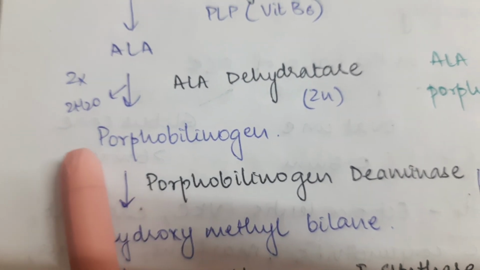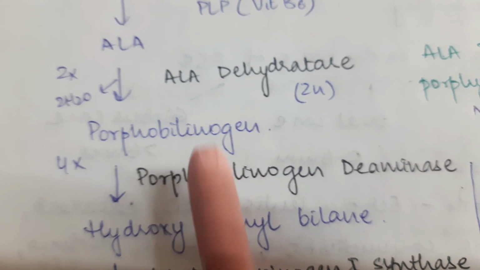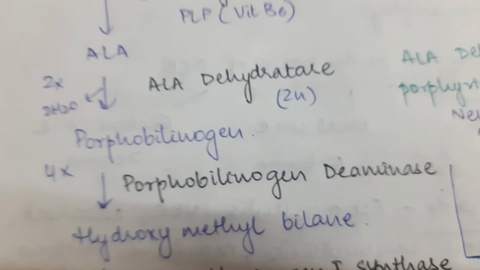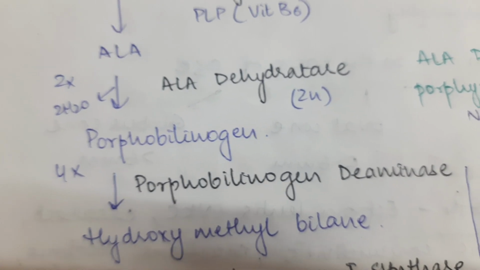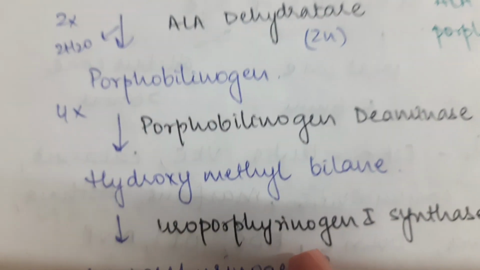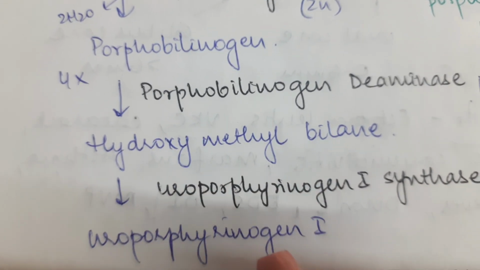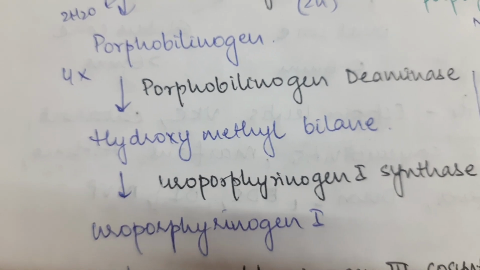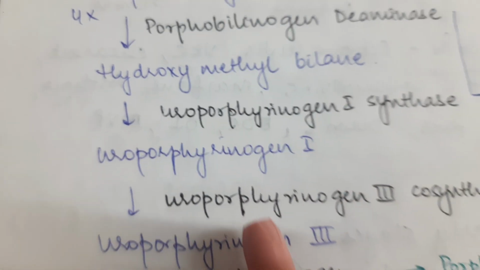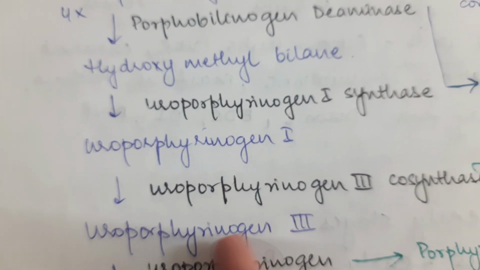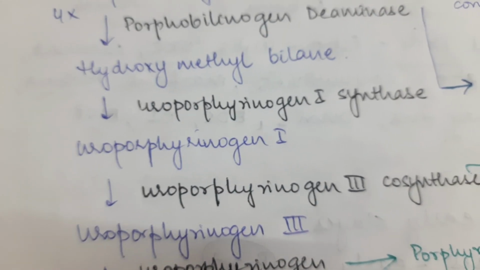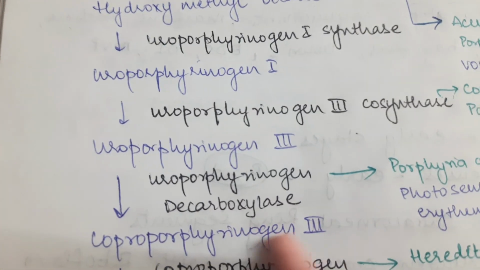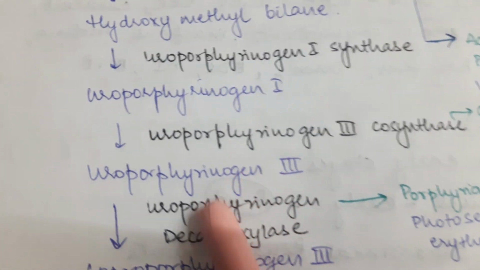So first, 4 molecules of porphobilinogen will combine in the presence of the enzyme porphobilinogen deaminase to give hydroxymethylbilane. This hydroxymethylbilane, in the presence of the enzyme uroporphyrinogen 1 synthase, forms uroporphyrinogen 1, leading to the formation of the porphyrin ring. Then uroporphyrinogen 1 is converted to uroporphyrinogen 3 by the enzyme uroporphyrinogen 3 co-synthase. Uroporphyrinogen 3 becomes coproporphyrinogen 3 with the enzyme uroporphyrinogen decarboxylase.